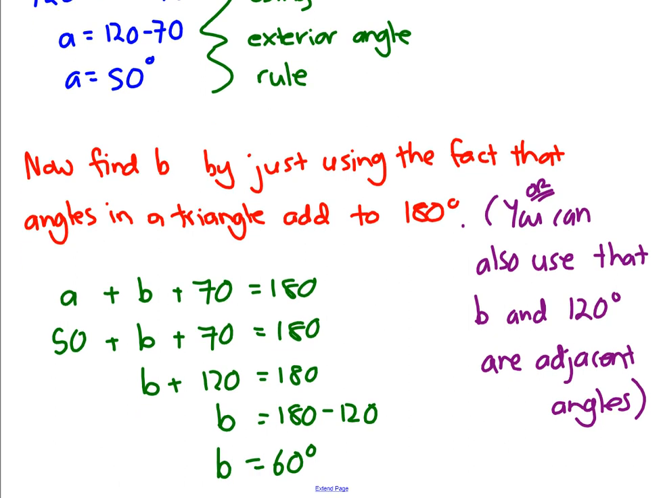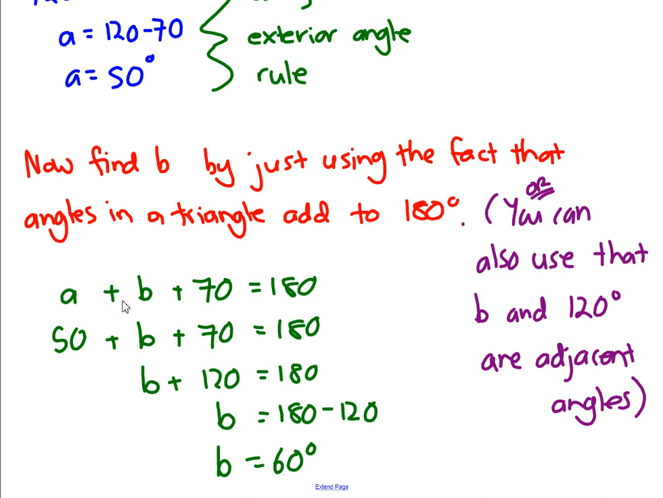For example, we could write an equation using the internal angles, so angles in a triangle add up to 180. A plus B plus 70 equals 180. We know that A is 50 from the earlier question, so 50 plus B plus 70 equals 180. Then these two add together to give you 120, so B plus 120 equals 180. Now let's solve. We need to subtract 120 from both sides. So B equals 180 minus 120. B equals 60 degrees, with a degree sign.